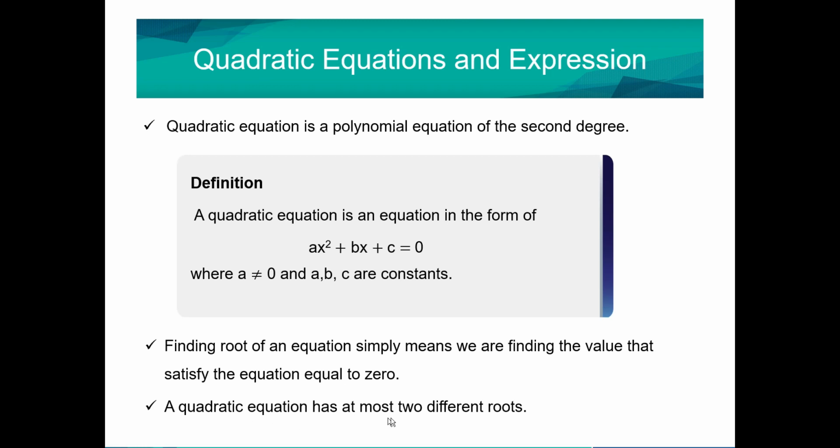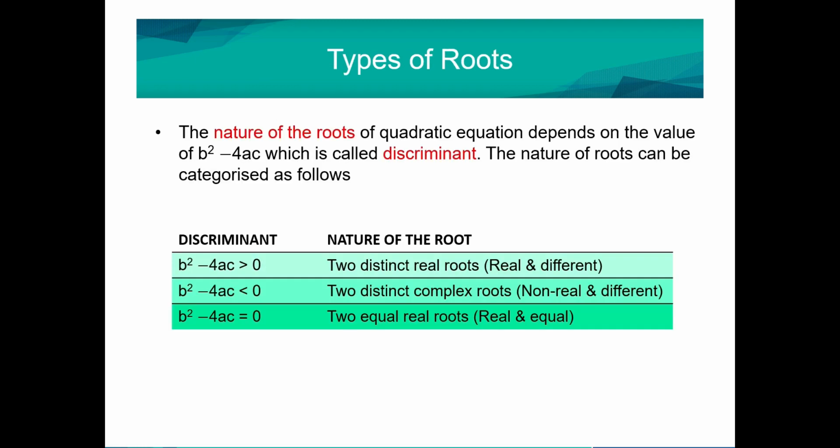A quadratic equation has at most two different roots. Let's see this table, type of roots. The nature of the roots can be determined through this formula, b squared minus 4ac, which we call the discriminant. The nature of the root can be categorized as follows. When you substitute the values of a, b, c from the equation into this formula, you get a certain value. If the value is a positive number, that means your equation has two distinct real roots. They are real and they are different. For example, x equal to 2, x equal to 3.